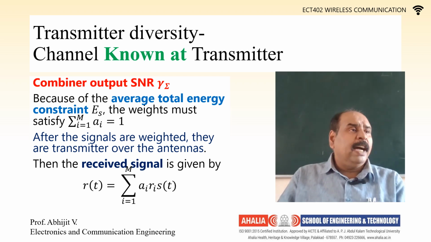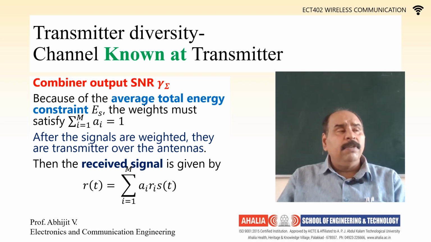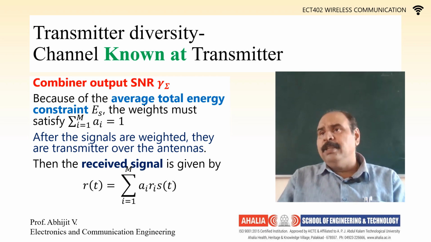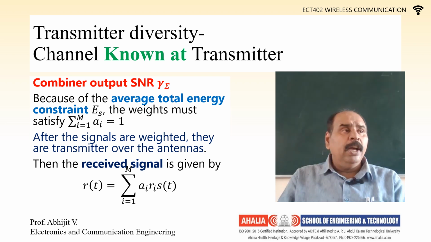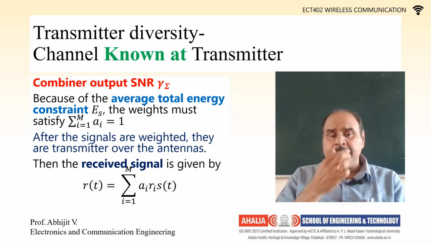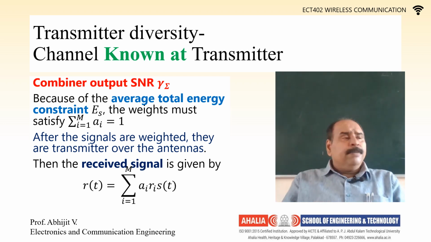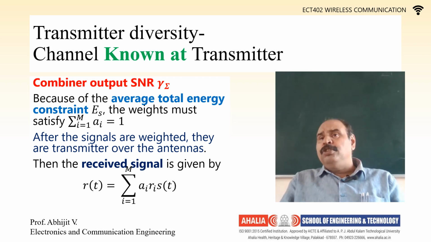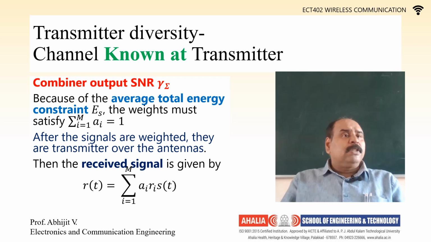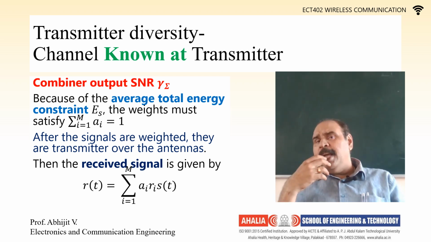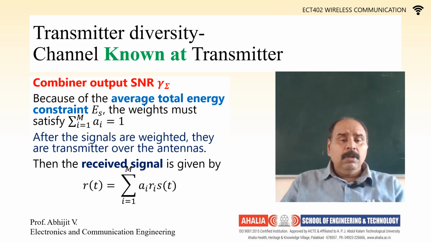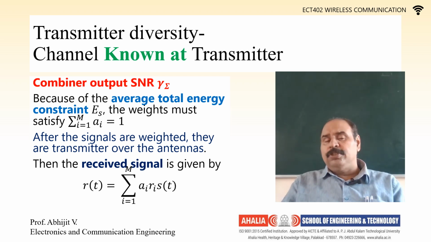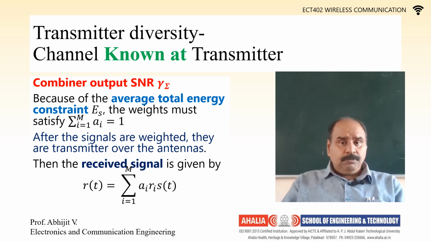Then in that case, the received signal R of t is denoted by summation over I equal to 1 to m of Ai Ri S of t. Okay. We are weighting each signal. That means we are giving importance to the one with higher SNR. The maximum value of Ai, that is the summation of all these, will be 1.